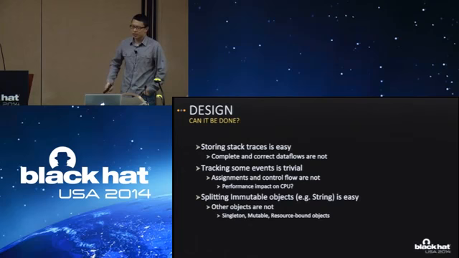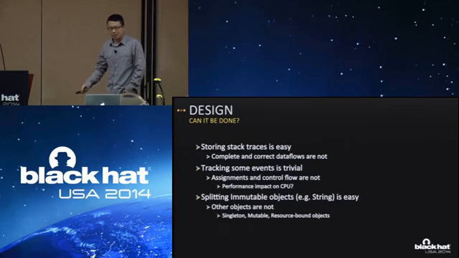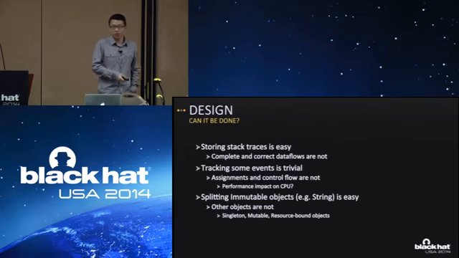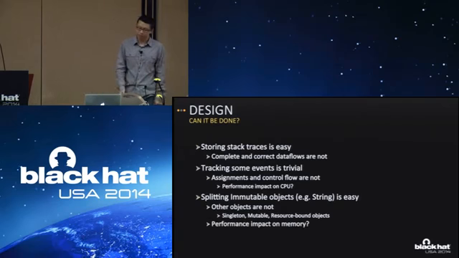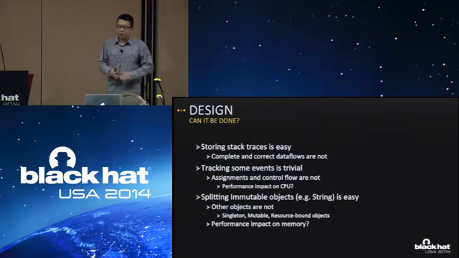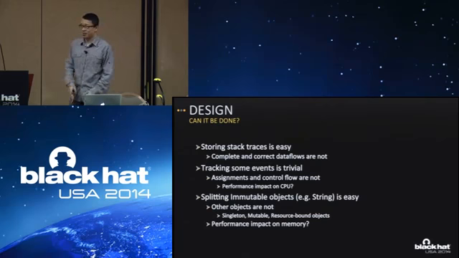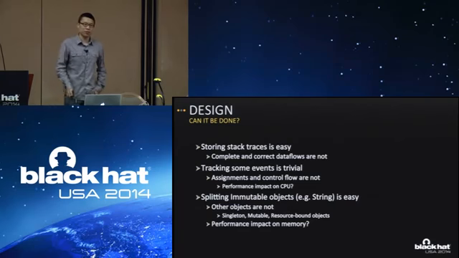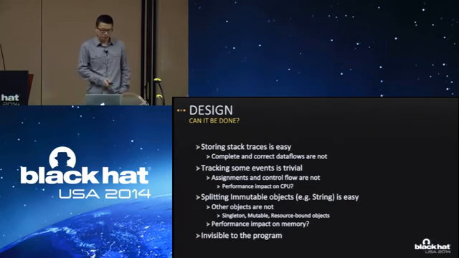And there are also other objects that you cannot really split, like, for example, singleton objects or resource-bound objects. Those are intended to have only one copy in the system. So how do you actually create a second copy? And when you're creating so many copies of objects, it's going to be insane on the memory cost. If you create a string that's 100 bytes and duplicate it, it's going to reach a few gigabytes really soon. So how do you tackle that?